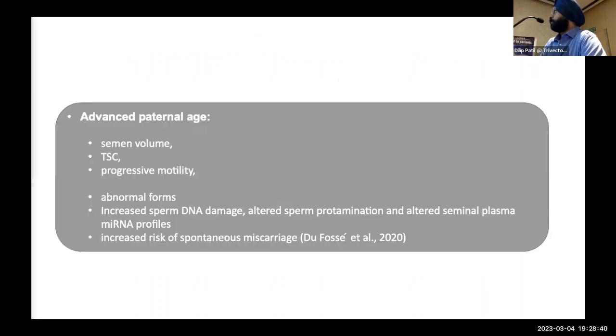and publish them. Advanced paternal age is associated with decreased semen volume, decreased total sperm count, and progressive motility, as well as with increased abnormal forms, increased sperm DNA damage, altered sperm protamination, and altered semen mRNA profiles, and also the risk of spontaneous miscarriage.